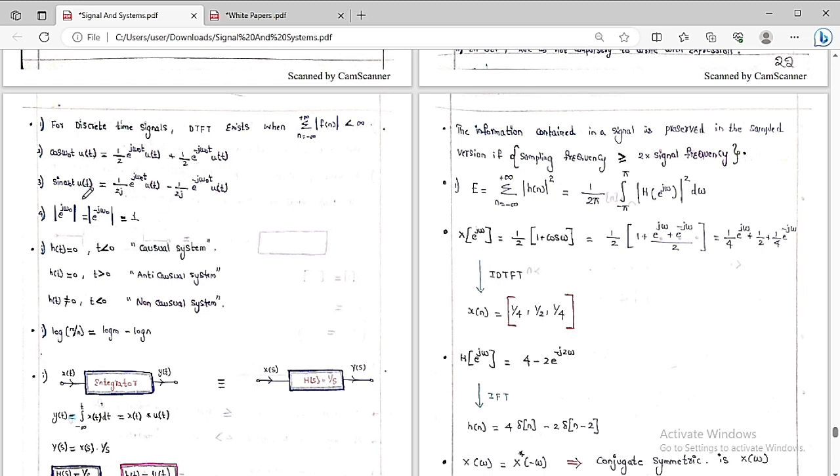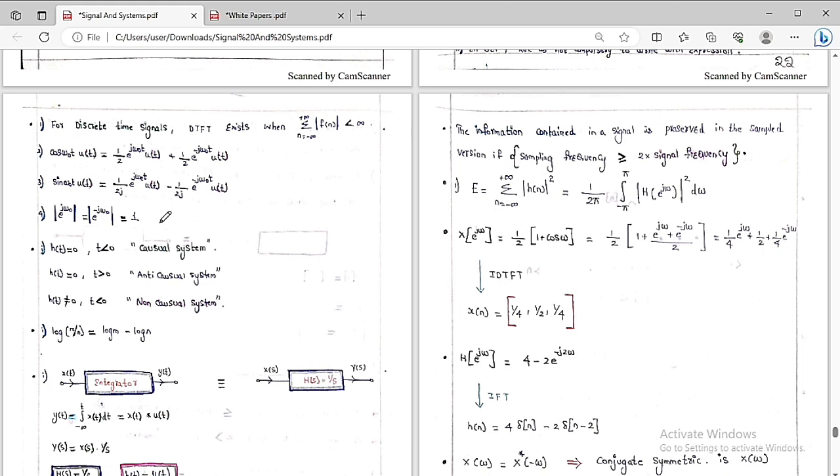Similarly, sin omega naught t into u of t: we know sin omega naught t is e to the power of j omega naught t minus e to the power of minus j omega naught t by 2j, multiplied by u of t. Then we get it like this. And the magnitude of e to the power of j omega naught or e to the power of minus j omega naught is always equal to 1, because the magnitude of e to the power of j theta or e to the power of minus j theta is always equal to 1, because e to the power of j theta is equal to cos theta plus j sin theta.